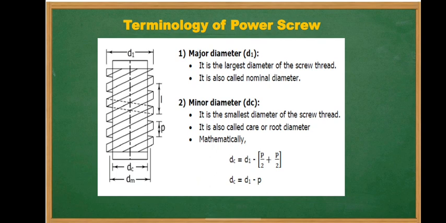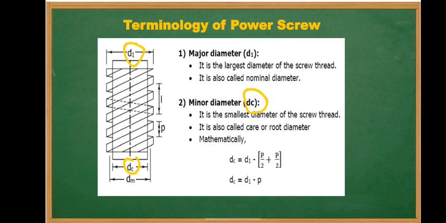Next is the terminology of the power screw. First is the major diameter, which is denoted by d1. It is the largest diameter of the screw thread. It is also called nominal diameter. Second is the minor diameter, denoted by dc. It is the smallest diameter of the screw threads. It is also called core or root diameter.